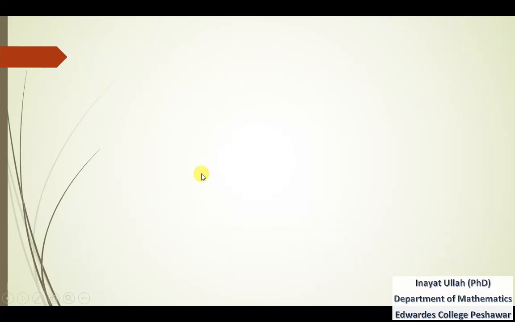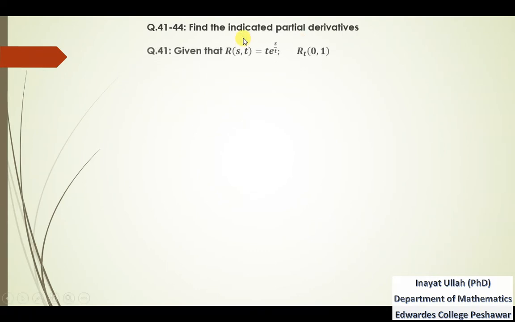In this slide we will be discussing the indicated partial derivatives. We are given a function, r is a function of s and t. Just look at this function. This function contains t and s, so this function is denoted by r, and r containing t and s, or we may say s and t. So we need to find rt(0,1).